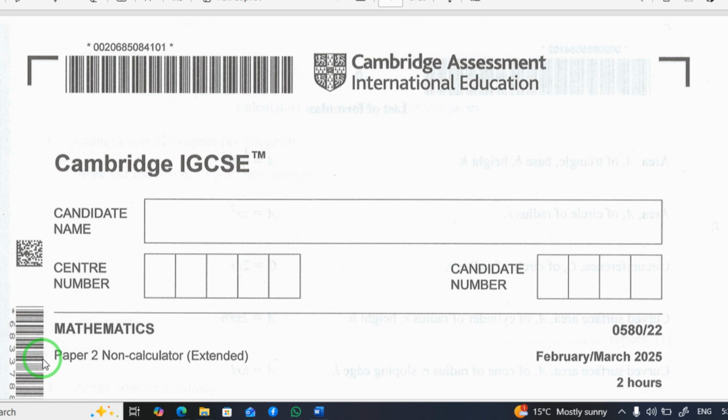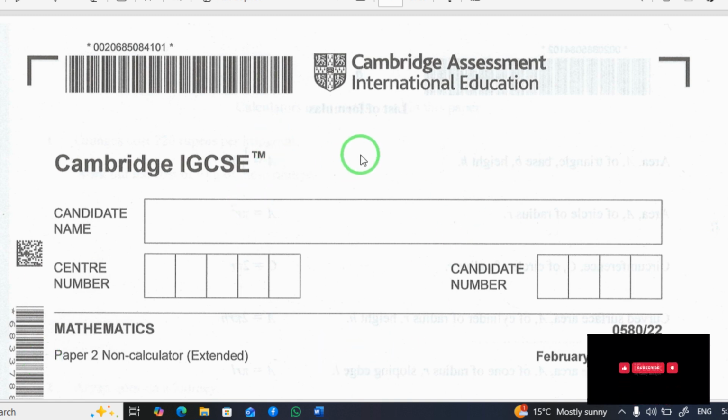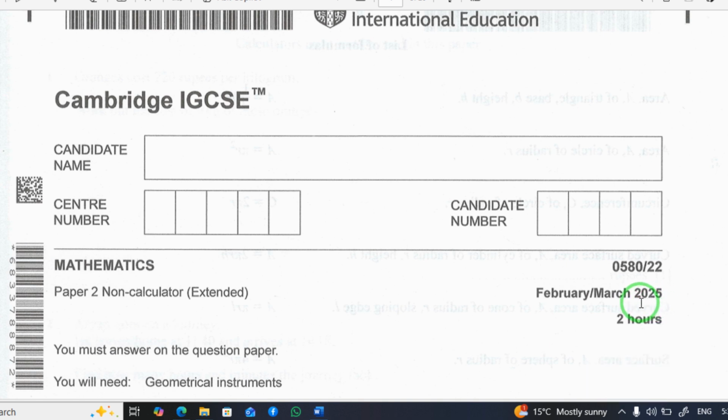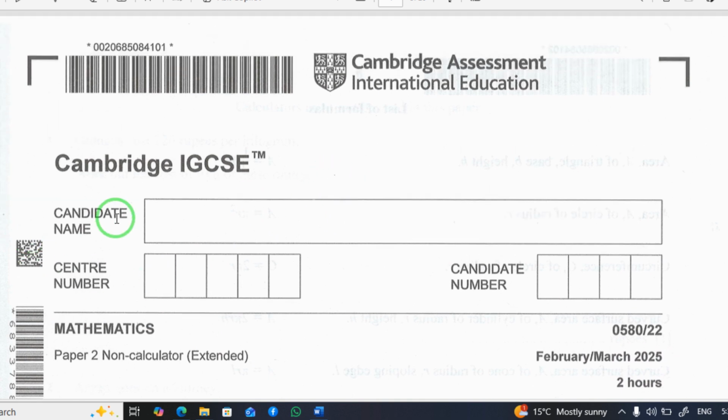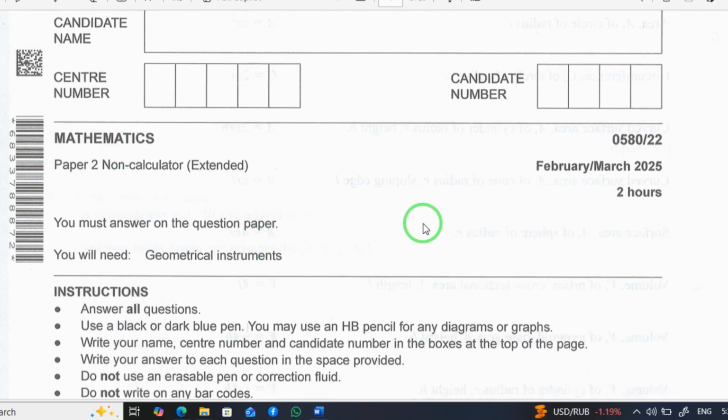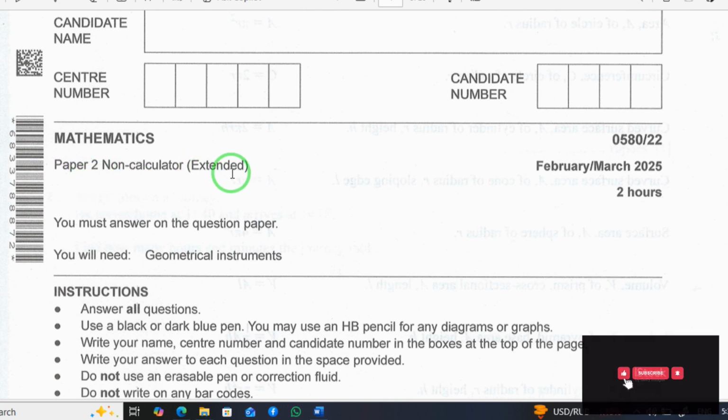In this video, I am going to solve a paper exam of IGCSE. As you see on the screen, this is the paper exam of February and March 2025, the first paper of IGCSE. Here are the candidate name, centre number, candidate number, and Mathematics. Here is written Paper 2, non-calculator extended. It means that you are not permitted to use a calculator for the solution of this paper.